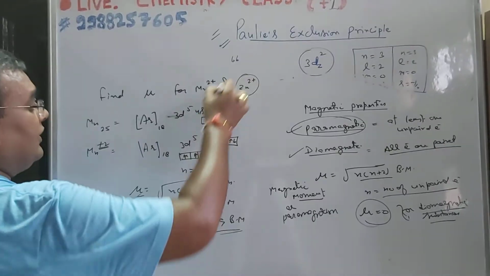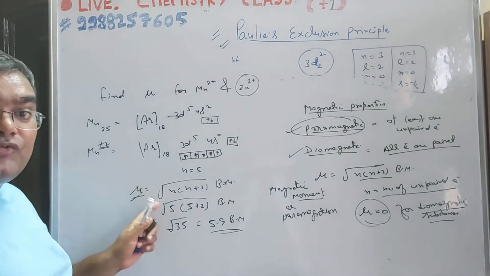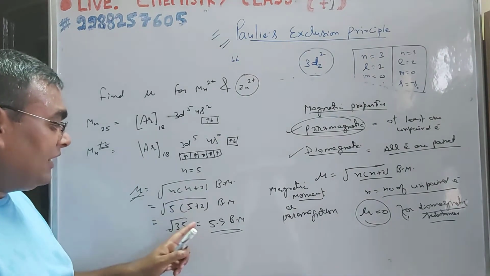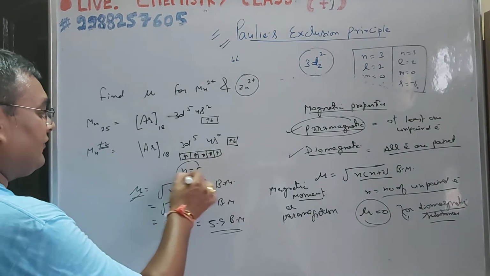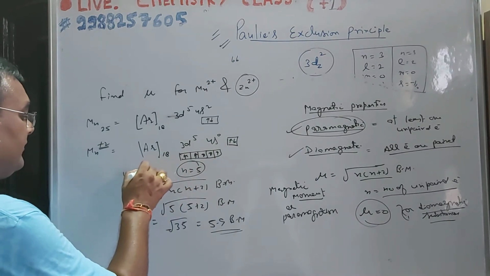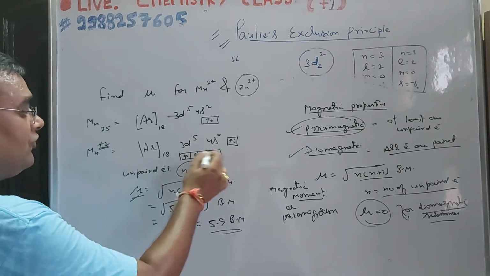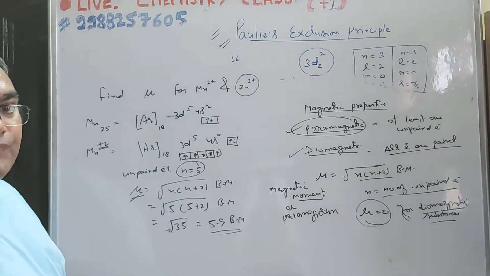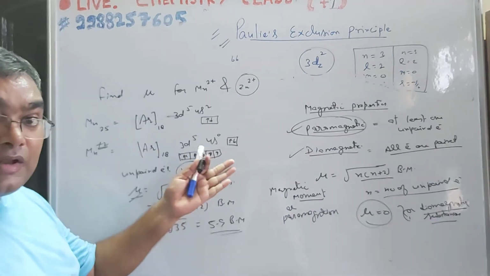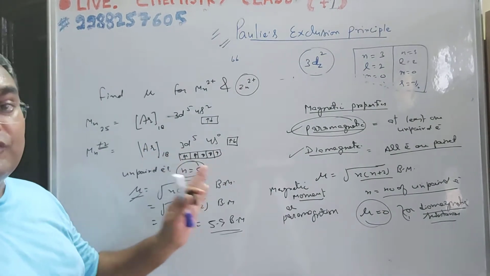Similarly, Mn2+ is paramagnetic. When it is placed in the external magnetic field, it should be slightly attracted. Unpaired electrons are 5. Filling should be according to Hund's rule: 1, 1, 1. Then if the number is greater, electrons are paired with the opposite spin.